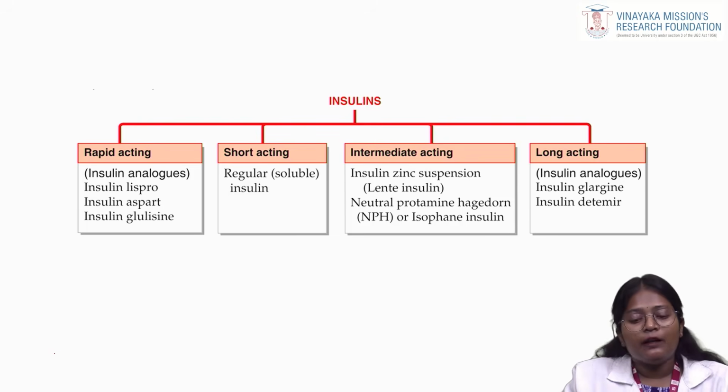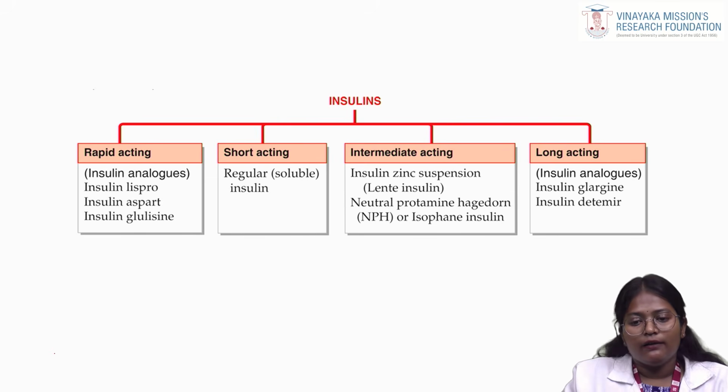So far we have seen the normal physiology, how it works. Now we are moving into the drug part. Insulins are classified into 4 types: rapid acting, short acting, intermediate acting and long acting. In rapid acting, insulin analogs: insulin lispro, insulin aspart, insulin glulisine.